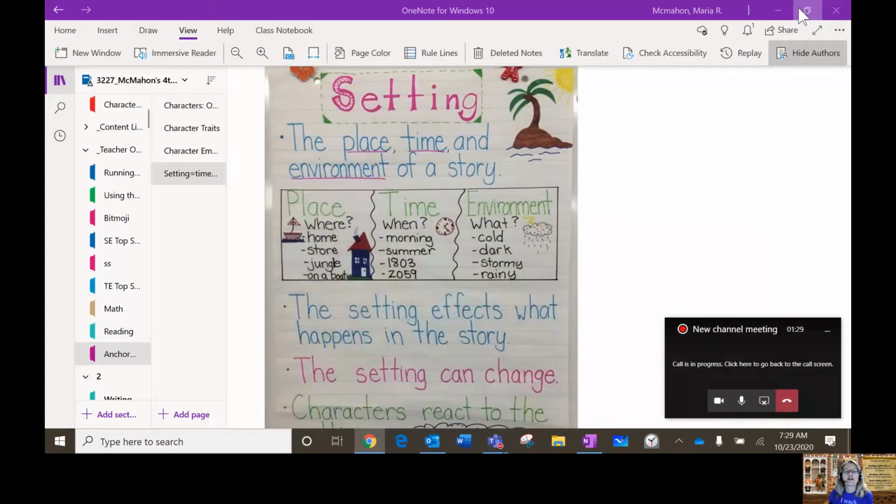So, let's look at our anchor chart. Here's our anchor chart. And it says that setting is the place, the time, and the environment of a story. So, by place, it means where does it happen? It could be very specific. It could say it was in Jacksonville or it was at Mayport Elementary.